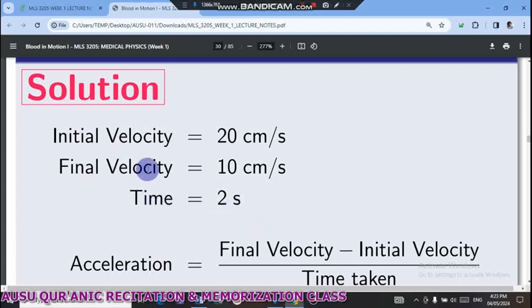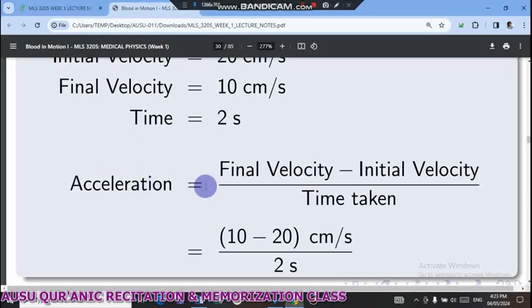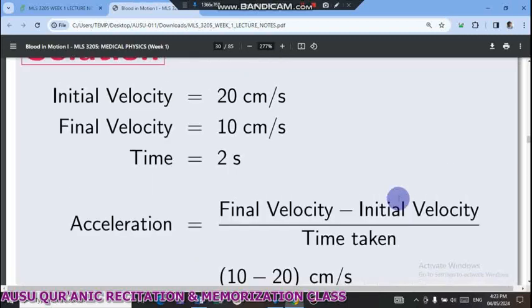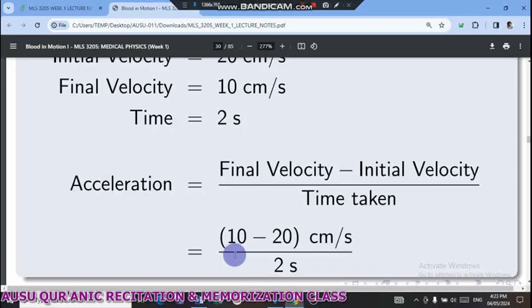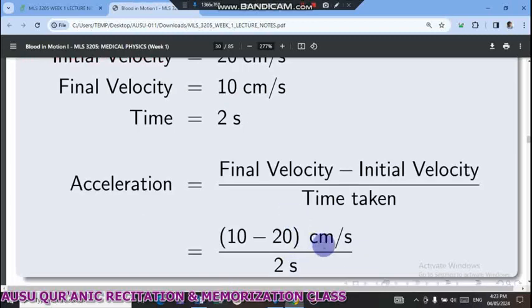So here is the working. Initial velocity from the problem is 20 centimeters per second. Final velocity from the problem is 10 centimeters per second. The time taken for this velocity to decrease from 20 to 10 is only 2 seconds. So I now use this formula. Acceleration equals final velocity minus initial velocity divided by time taken. My final velocity is 10. You see, I open bracket, 10 minus my initial velocity 20, I close the bracket, then centimeters per second.